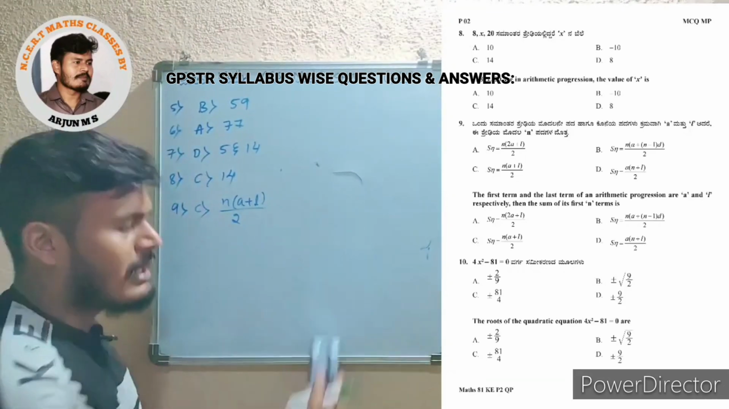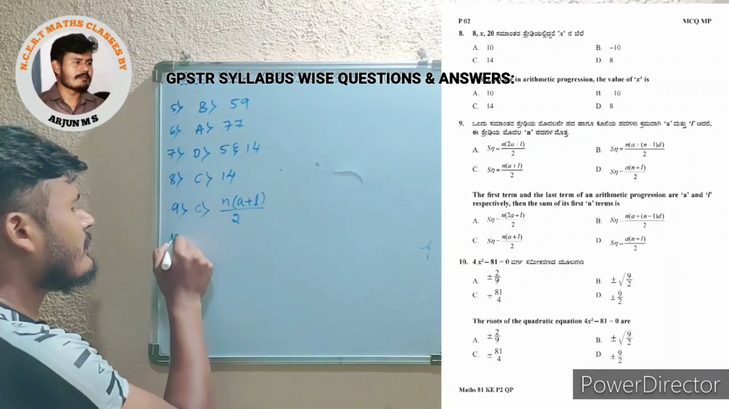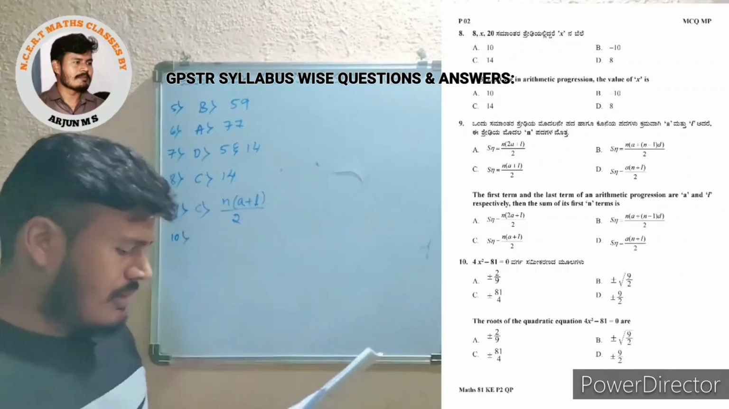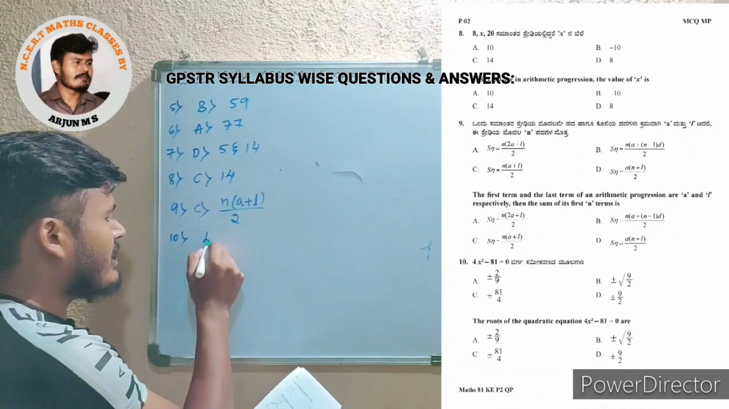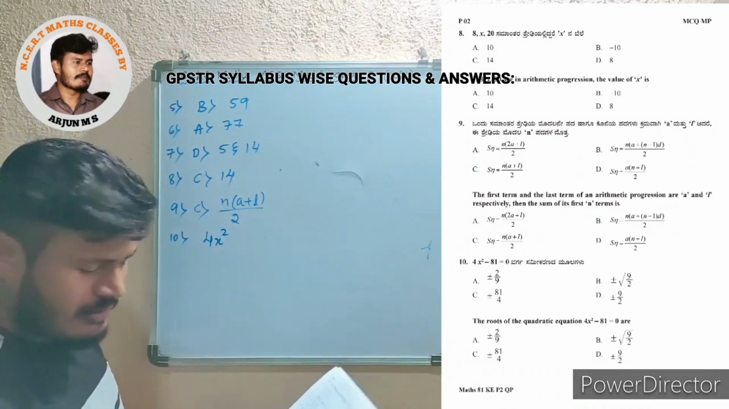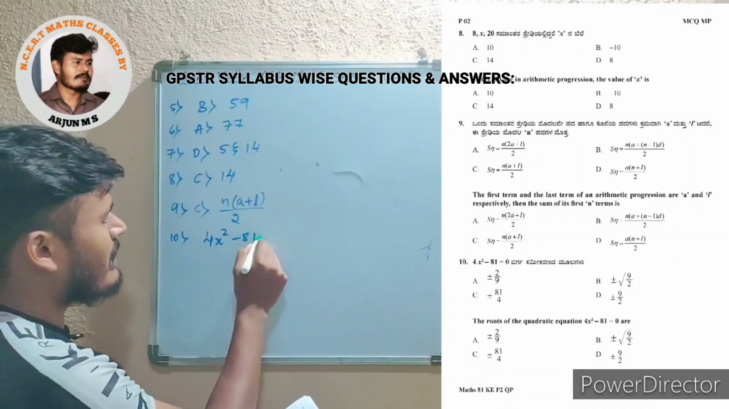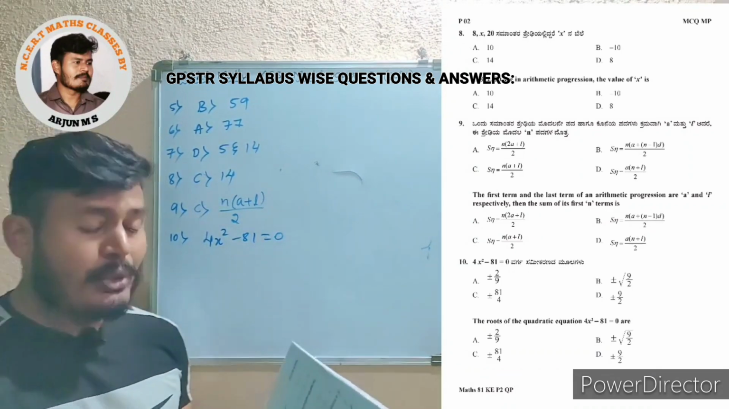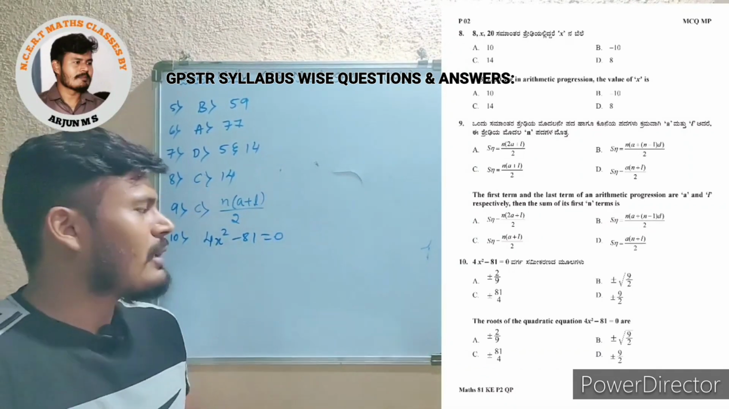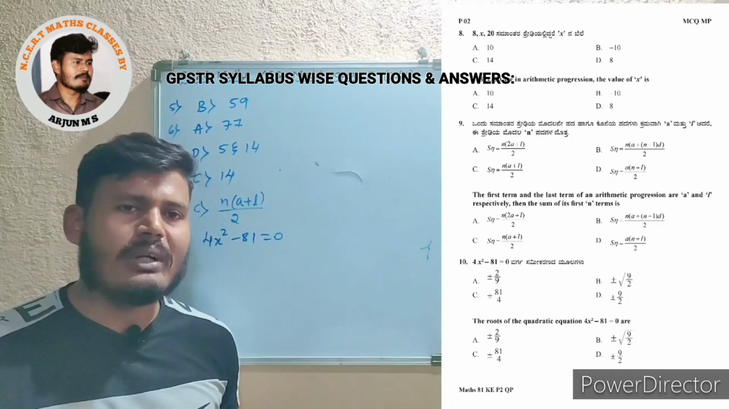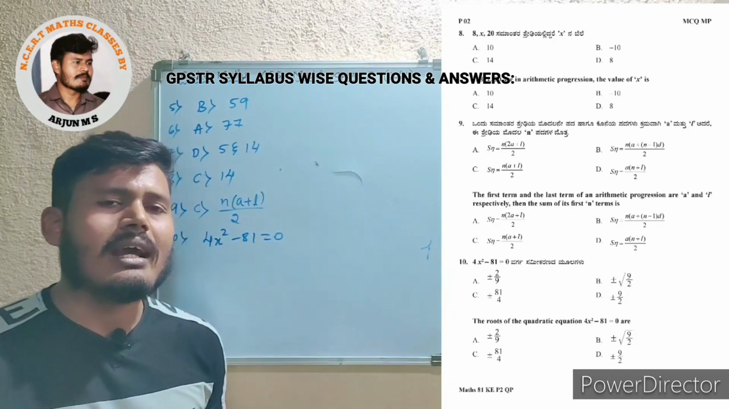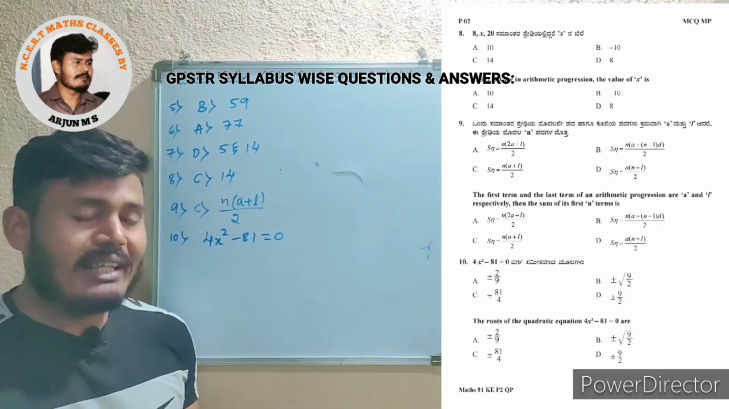So now we're moving on to the 10th question here. The roots of the quadratic equation 4x² - 81 = 0. They have given a pure quadratic equation. We know that quadratic equations have two types: affected quadratic equations and pure quadratic equations.